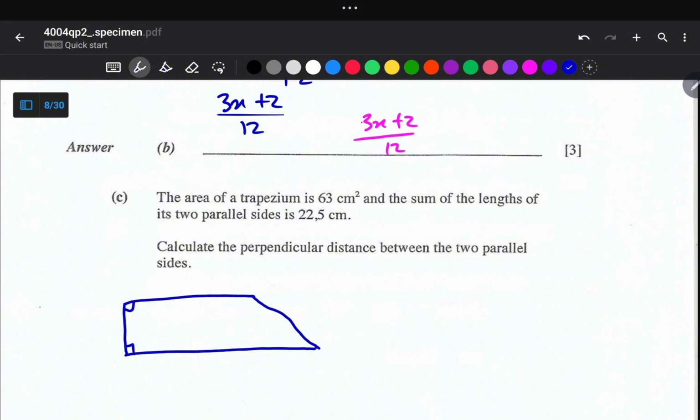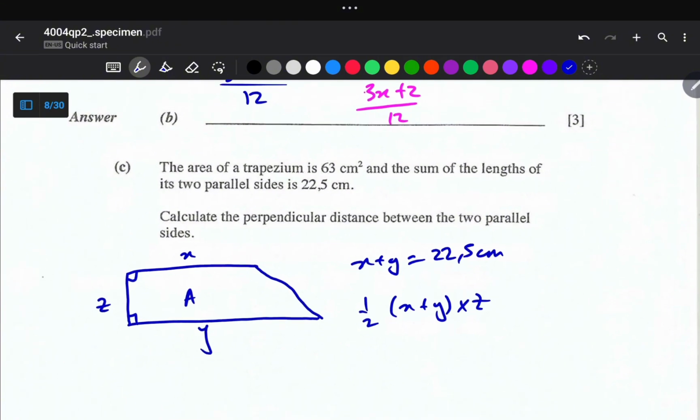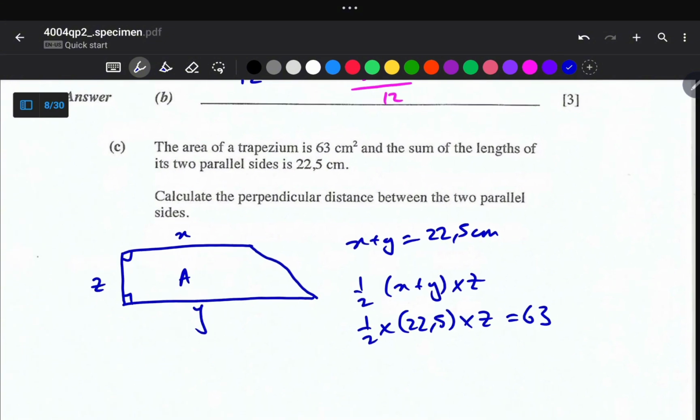So given that the sum of this, let's say this one is x and this one is y, so the sum of x and y is equal to 22.5 centimeters. So the area of trapezium is equal to half of x plus y multiplied by our height here. So we can label our height z, so multiply by z. So given that we have given the x plus y term, we can now say it is half of 22.5 multiplied by z, which is equal to 63. Okay, so here we can multiply both sides by 2 for us to remove this fraction. So if we multiply the left hand side by 2, we are going to be left with z multiplying 22.5 being equal to 63 by 2.